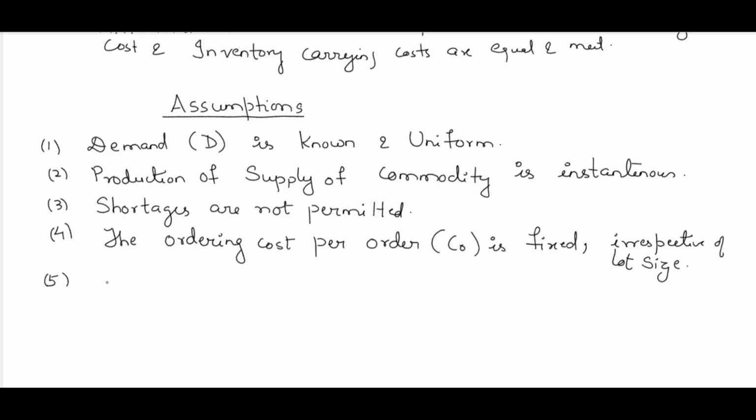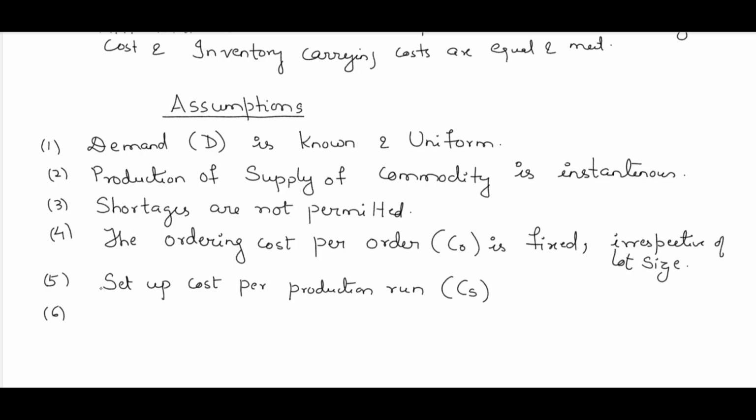Number 5, setup cost per production run, denoted by CS. You know what the setup cost is. It is a cost associated with setting up machinery even before production. So it is independent of the quantity ordered. I've told you in the previous class that it is the cost of making sure that all the machines are in good condition so that they can work properly. This is the setup cost.